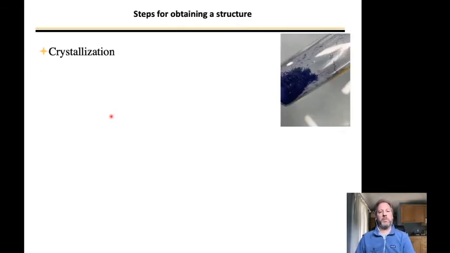So the first step in obtaining a crystal structure is to crystallize the crystals. And here we have a sample of copper ACAC. This is not this year's sample, and I don't remember who made it this year. Maybe it was you, Jenny? I don't know. But this is Emily Huang's copper ACAC from last year.